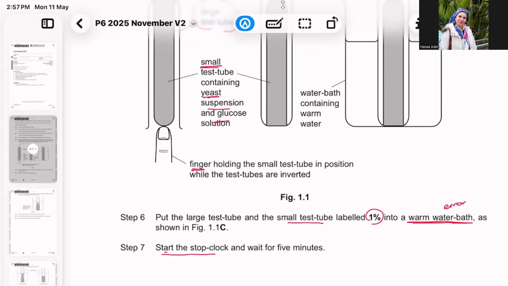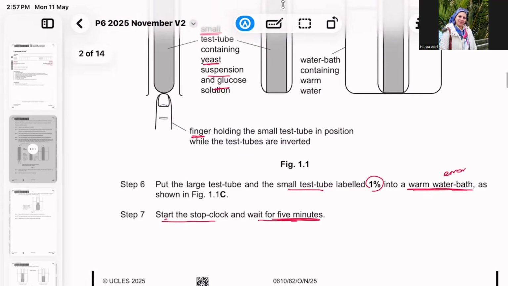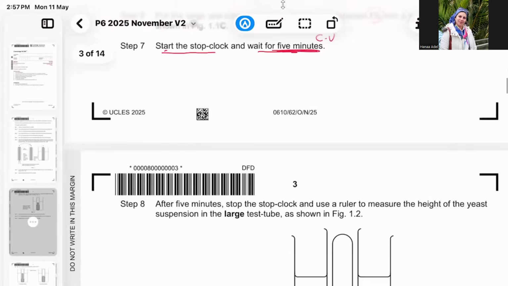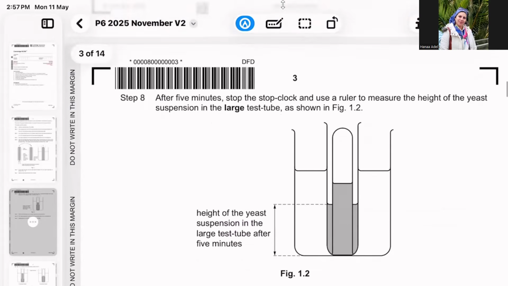Start the stop clock and wait for 5 minutes. This is a controlled variable. After 5 minutes, stop the stop clock and use the ruler to measure the height of the yeast suspension in the large test tube. This is the height that needs to be measured.